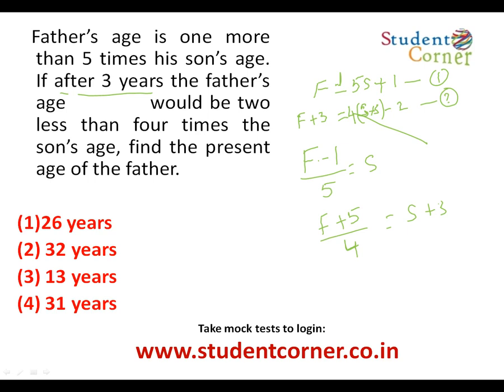Let us check the options. 26 minus 1 is 25. 25 is divisible by 5. 26 plus 5 is 31. 31 cannot be divisible by 4. Now let's check the next option. 13 minus 1, 12, no, it cannot be divisible. 31 minus 1, yes, it can be. So 31 minus 1 is 30, divisible by 5. 31 plus 5 is 36. 36, yes, it is divisible.